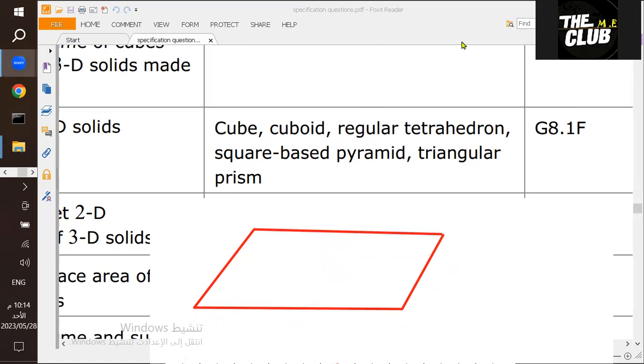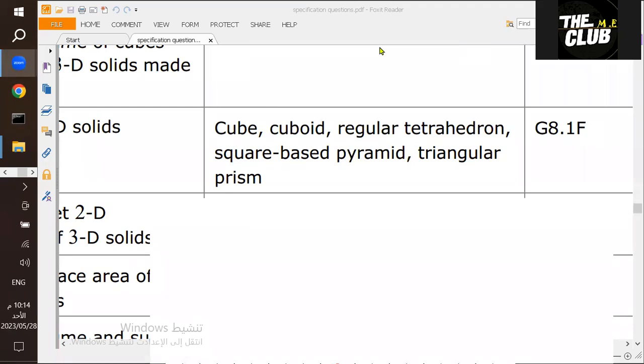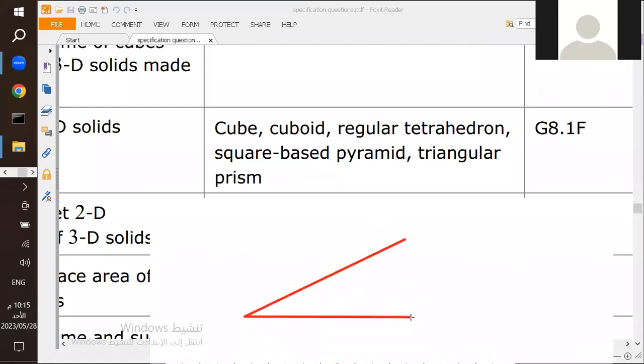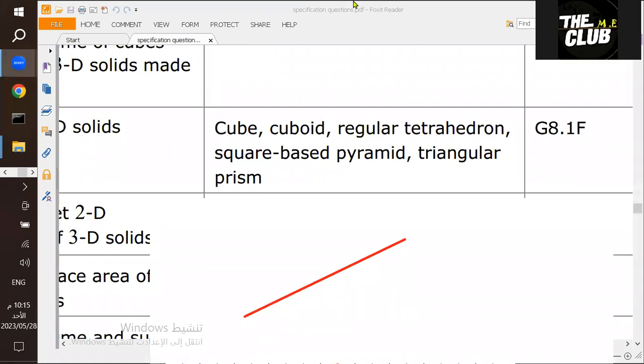So you need to know these rules. Okay, they are important. Cubes, cuboid, regular tetrahedron, square base pyramids, triangular prisms. What about the area of the trapezium? A trapezium looks like this.